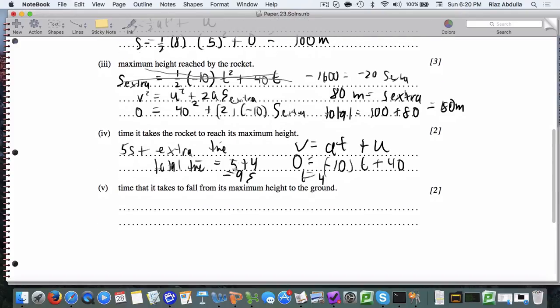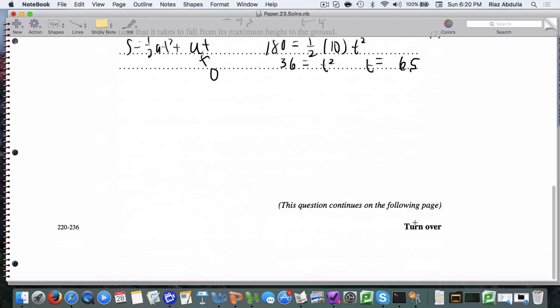Now let's get the time it takes to fall from the maximum height to the ground. So we know S is 1/2 AT squared plus UT. We're falling, so our initial starting speed is 0. We're falling from rest. We started at a height of 180. It's going to be 1/2 times 10 times t squared. So we end up getting 36 is t squared. So t ends up being 6 seconds to fall back down to the ground. So that is question number 12.